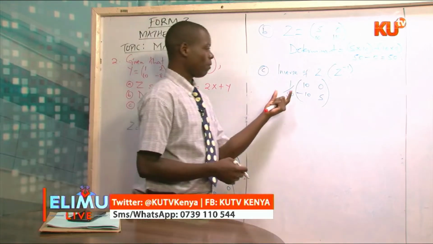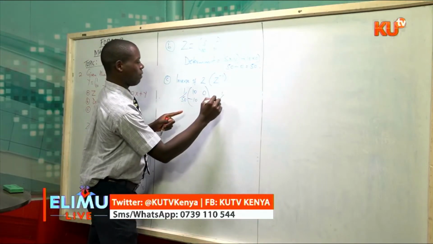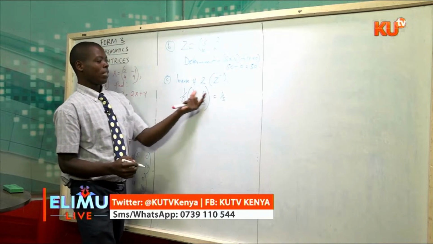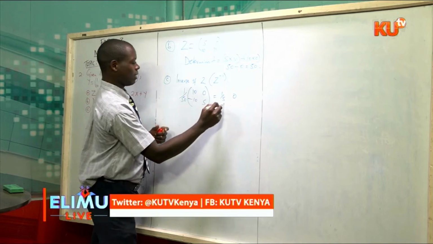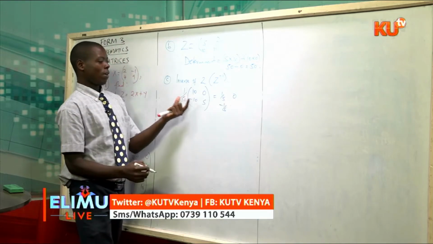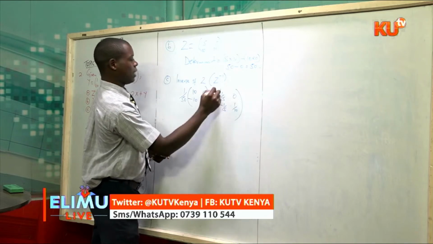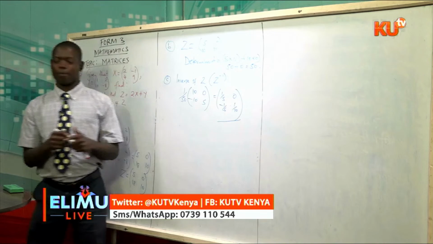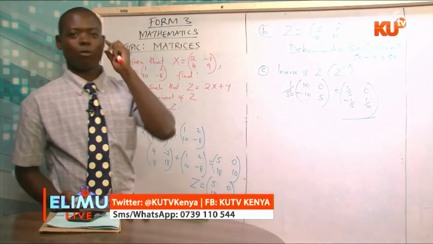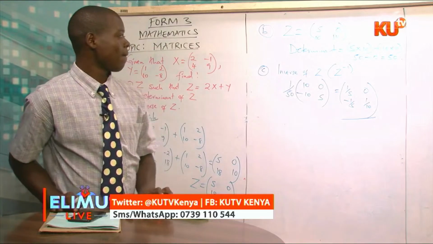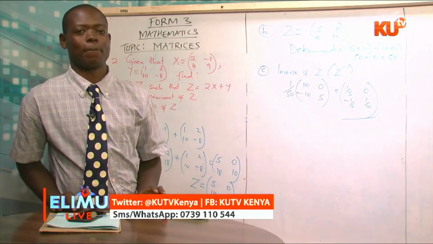We expand, therefore. 1 over 50 times 10 gives us 1 over 5. 1 over 50 times 0 is 0. 1 over 50 times negative 10 is negative 1 over 5. And 1 over 5 times 5 is 1 over 10. That is our inverse. So that is how we obtain the inverse of a 2 by 2 matrix, for this case, for the matrix Z that we've worked with.